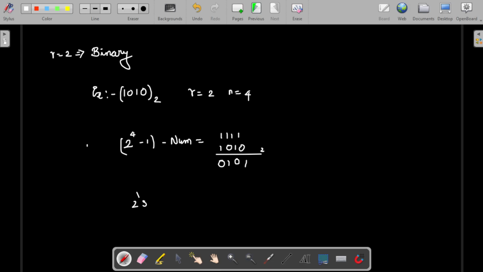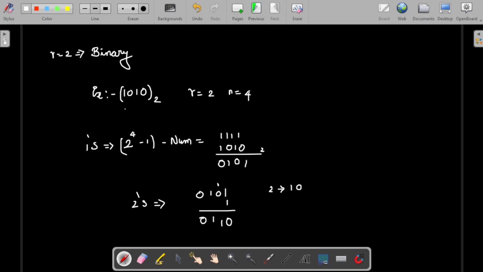We can also call this the 1's complement, because R minus 1 is 1. And R's complement is the 2's complement. So we just need to add 1 to the R minus 1's complement, or 1's complement. If we add it, it will become 0, because 1 plus 1 is 2, right? And 2 is represented here as 1 and 0. So the carry will go here, and that will become 1 here, 1 and 0. So this is the complement value.